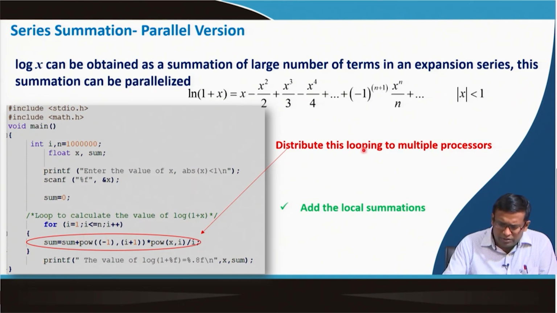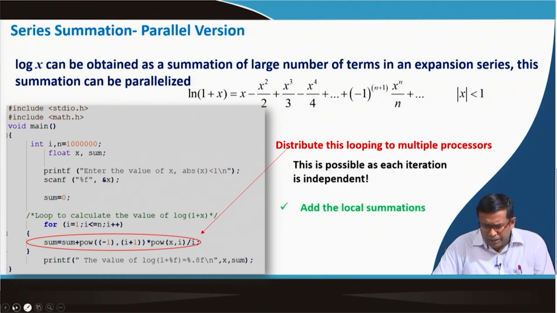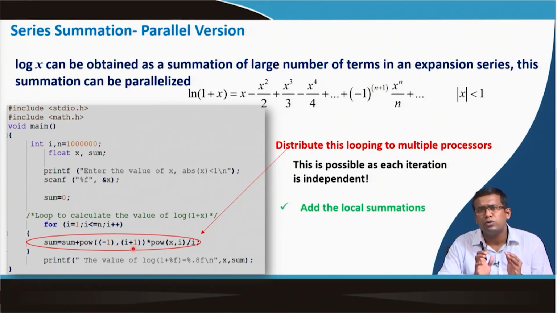So, there are two steps. The first step will be to distribute this particular loop into multiple processors, and then add the local summations. Now, it is possible that I can distribute this loop over multiple processors and each can independently calculate a local sum. This is possible only due to the fact that the calculations in each of the processors are independent.